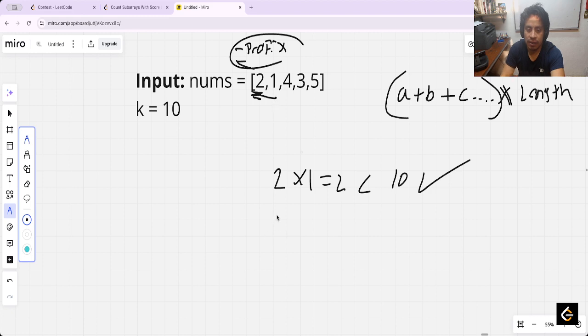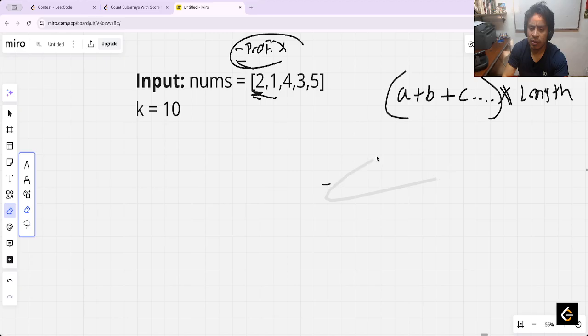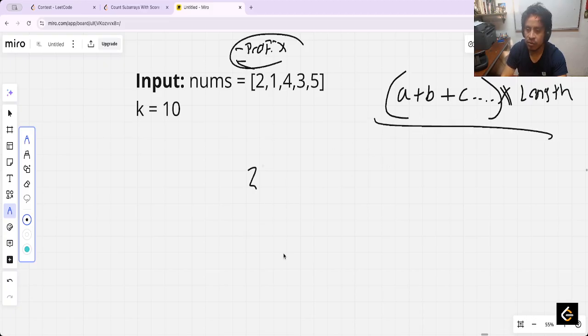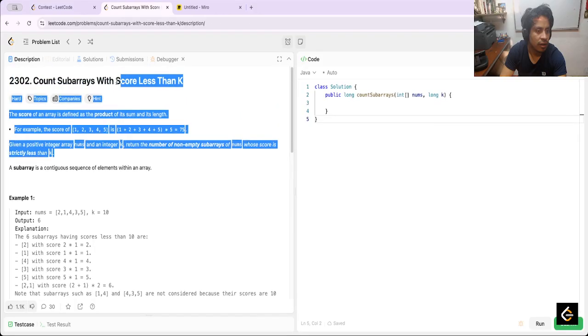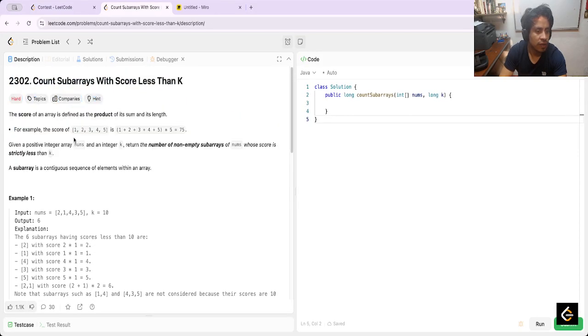Now with the next, it's a normal sliding window. For example, we start with the 2, and the final result after applying this operation is only 2. This is valid, and we have 1. We need to return how many non-empty subarrays there are.